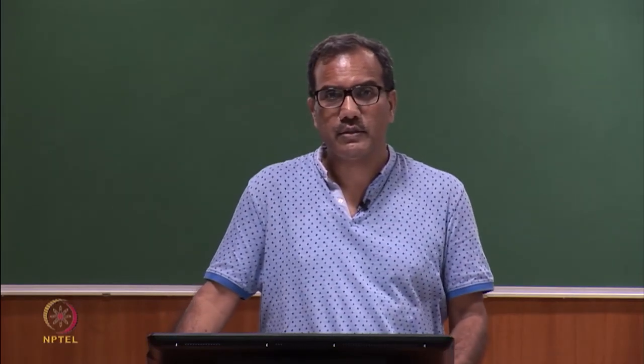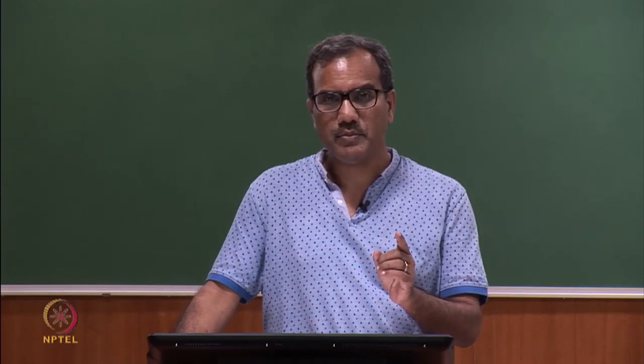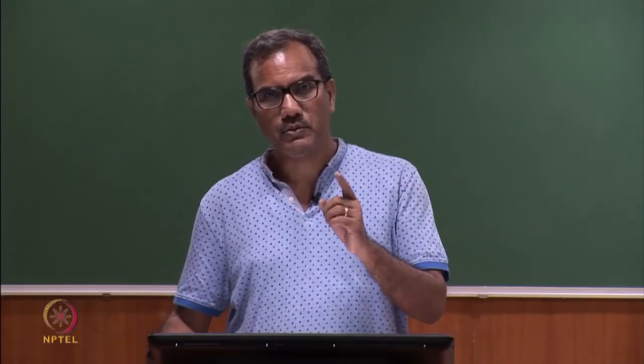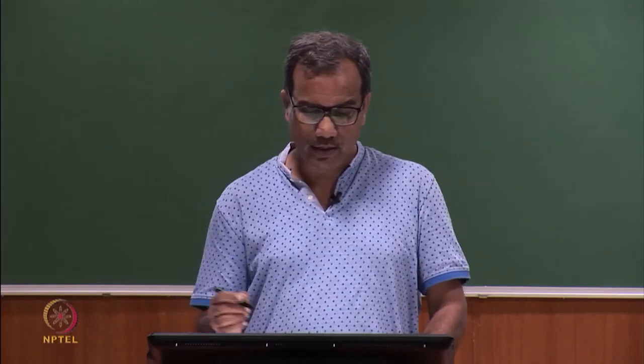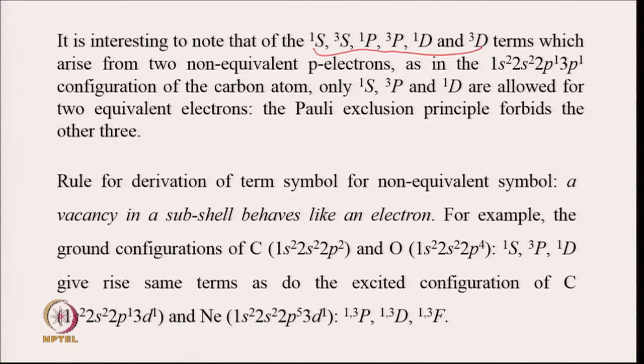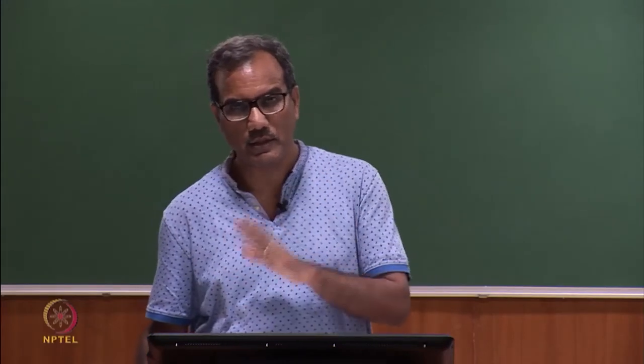So now say this, we looked at p1d1 and p2 configuration. p1d1 corresponds to non-equivalent electrons and p2 corresponds to equivalent p electrons. What is interesting to note is that the terms which arise from two non-equivalent p electrons, as in case of 1s2, 2s2, 2p1, 3p1 or 3d1 for carbon atom. So let's take 2p1, 3p1, okay, we saw. Only 1S, 3P and 1D are allowed for two equivalent electrons. So what happens to the other three? They are basically forbidden by Pauli exclusion principle.